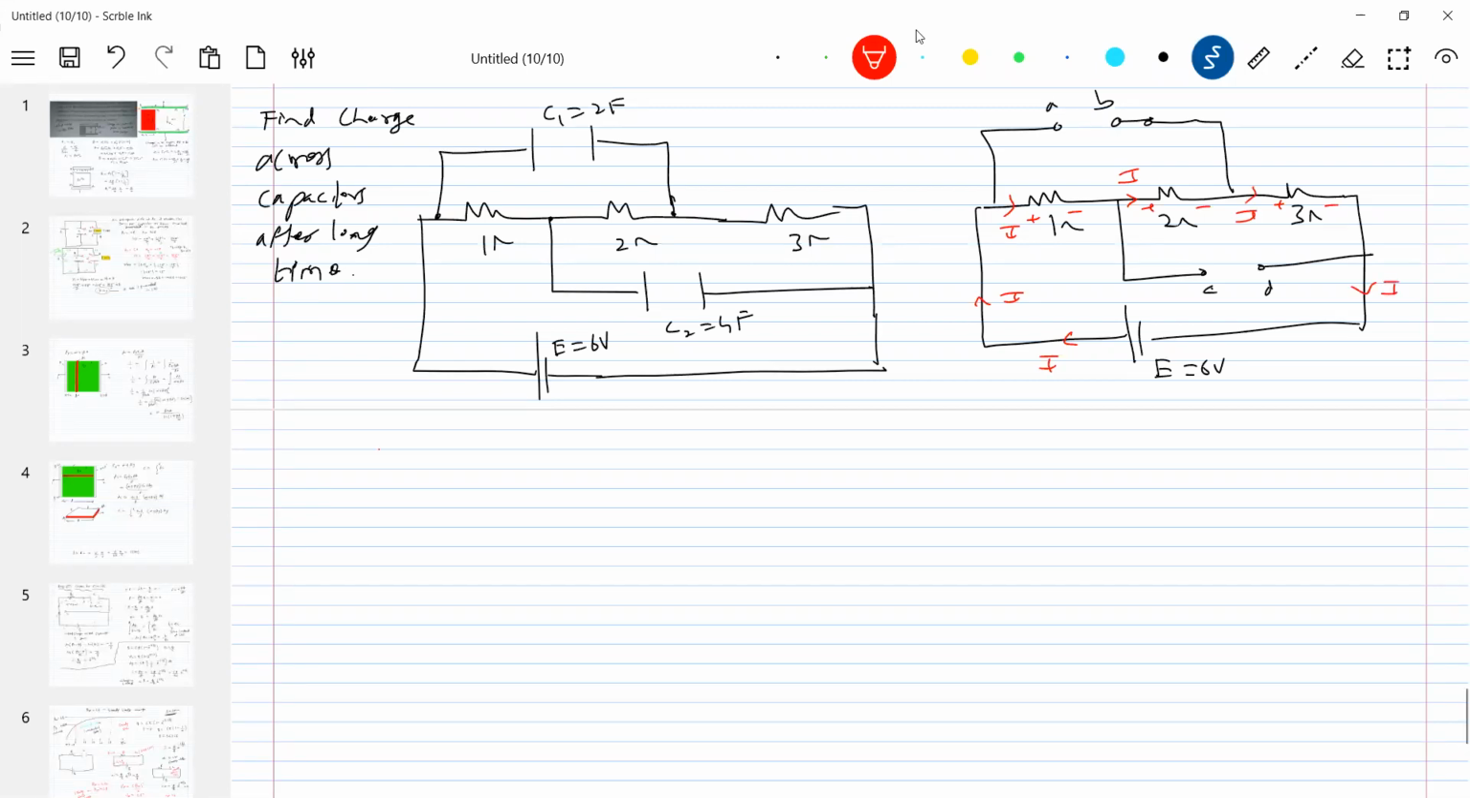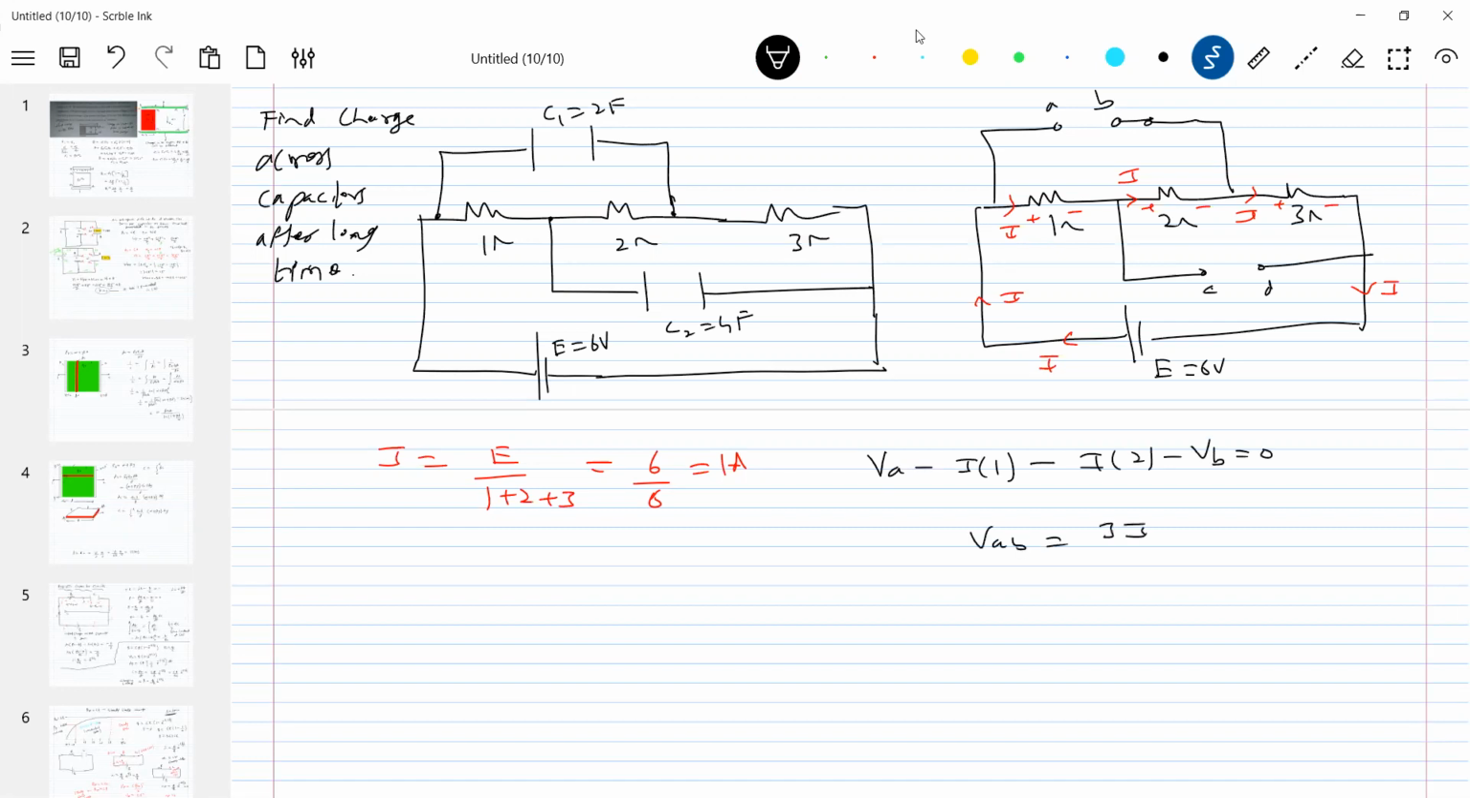So what is the expression for current? I is equal to E by 1 plus 2 plus 3, that is 6 by 6, 1 ampere. Then I want VAB. So proceed like this: VA minus I into 1 minus I into 2 minus VB equals 0. So what is VAB equal to? 3I, or 3 volt. So what is now the steady state charge Q1? C1 into VAB. C1 is 2, into 3, 6 coulombs.